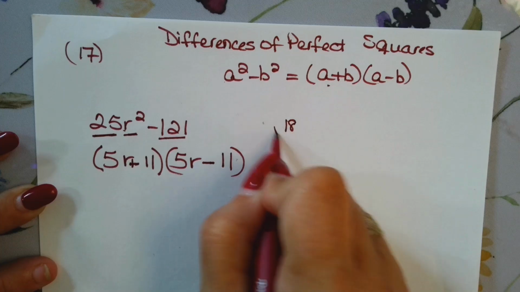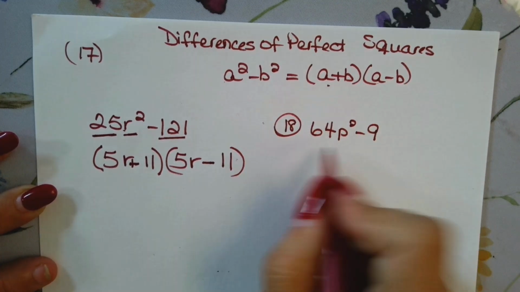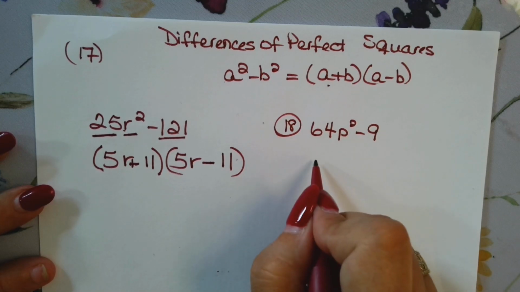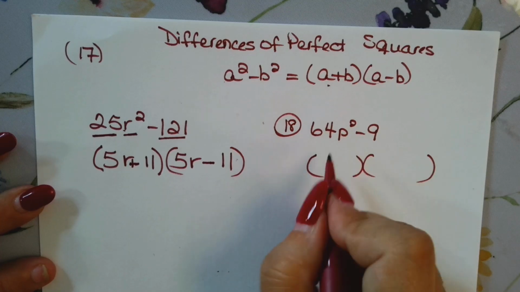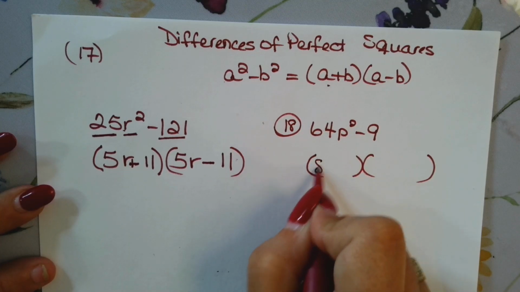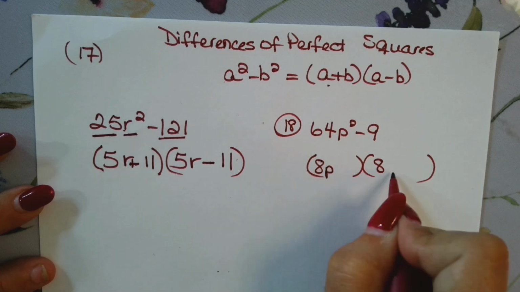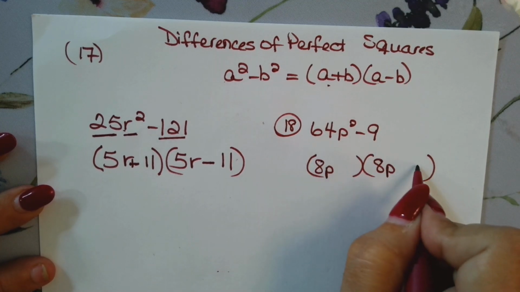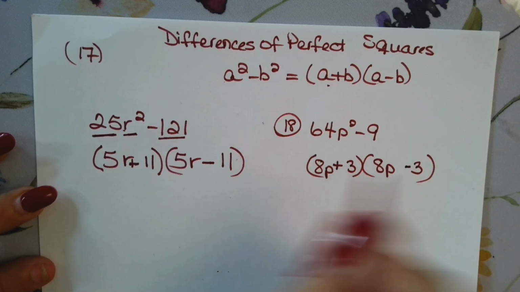Number 18, we have 64p squared minus 9. Same thing, there is no greatest common factor, but this is the difference of perfect squares. The square root of 64 is 8 and 8. The square root of p squared is going to be p and p. The square root of 9 is 3 and 3. One is positive, one is negative.